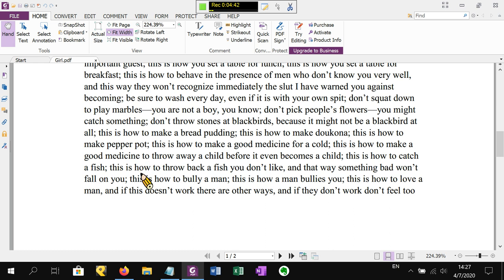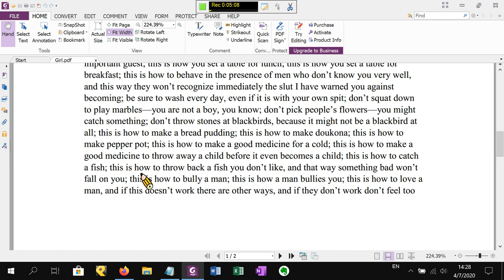This one, this is how to throw back a fish you don't like. And that way, something bad won't fall on you. So, first off, that is kind of funny, to throw back a fish that you don't like. Not a fish that is too small, not a fish that doesn't look healthy, but that you don't like. Kind of whimsical, light. But the second half of the sentence also brings up a symbolic connection. That way, something bad won't fall on you.